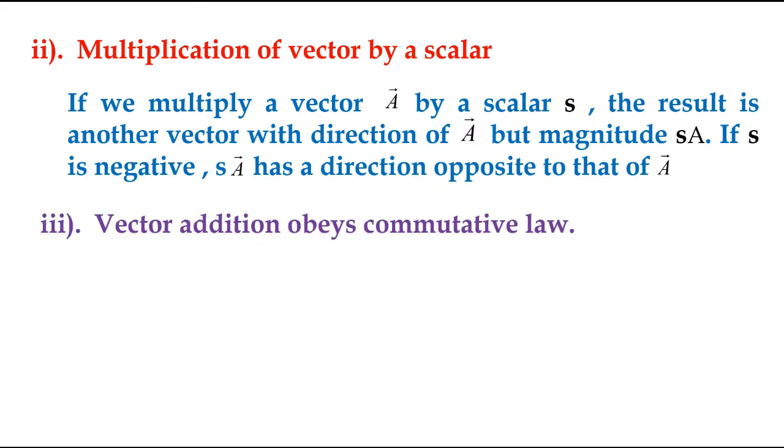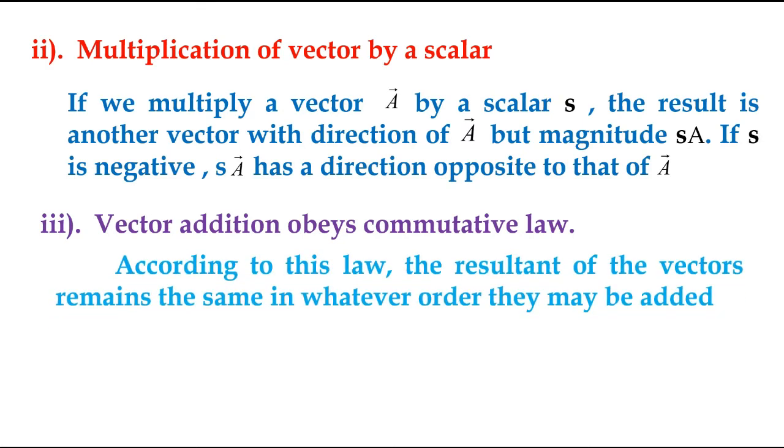Another property: vector addition obeys the commutative law. According to this law, the result of adding vectors remains the same in whatever order they may be added. That means a bar plus b bar is equal to b bar plus a bar. So order is not important. We can say that vector addition obeys the commutative property.